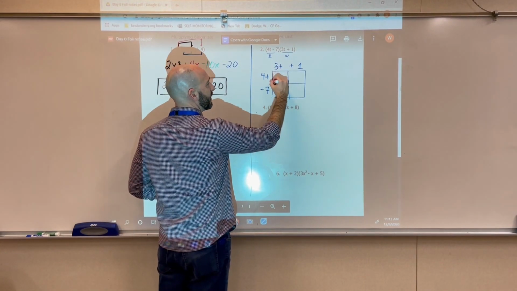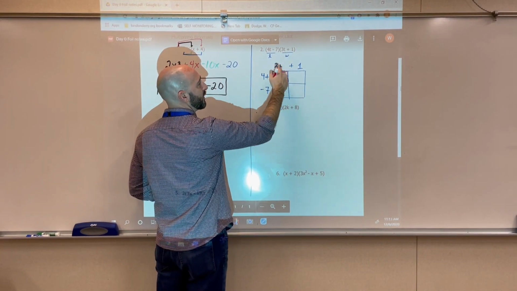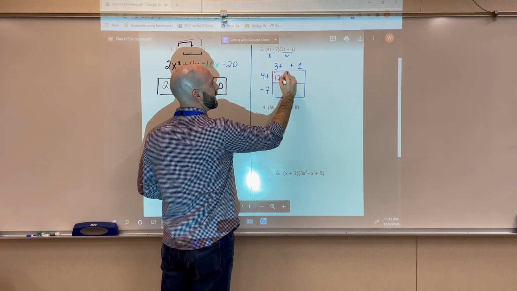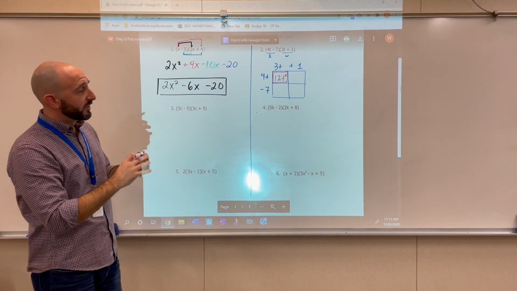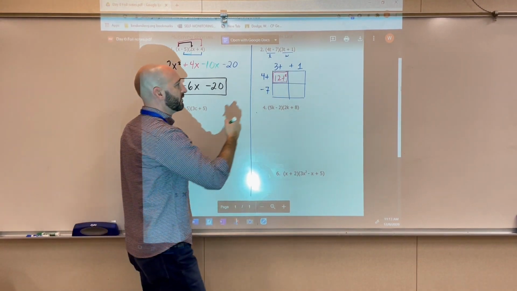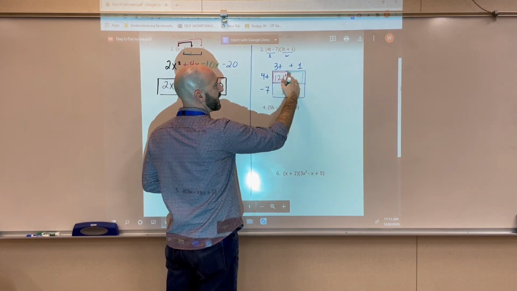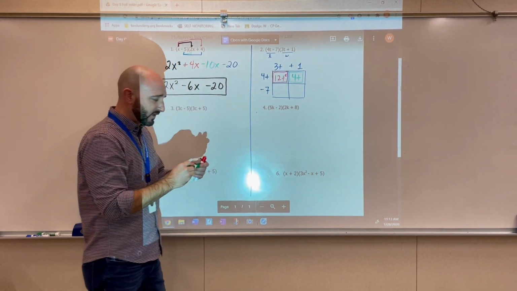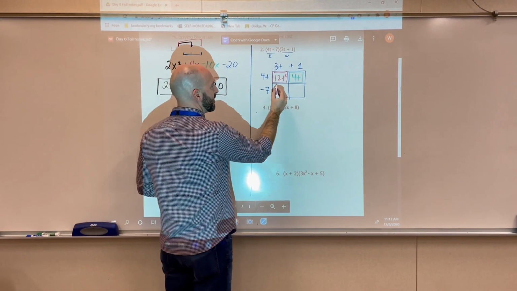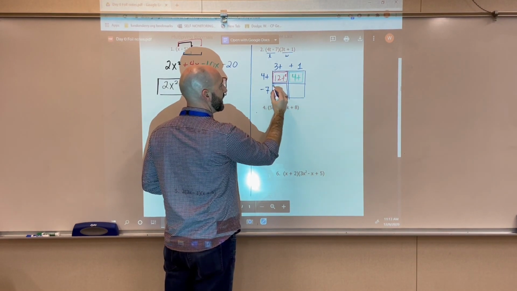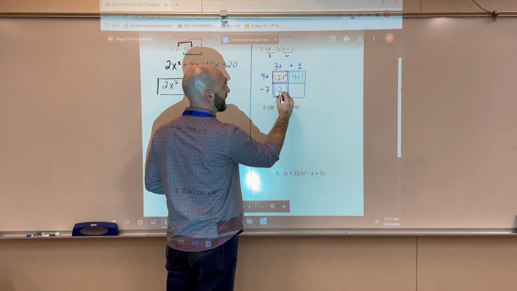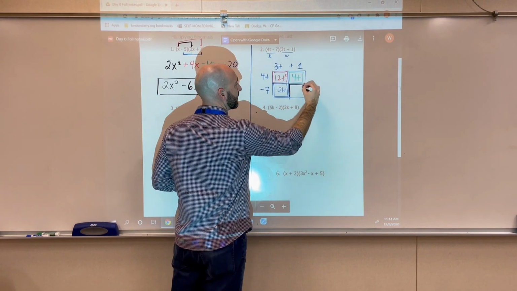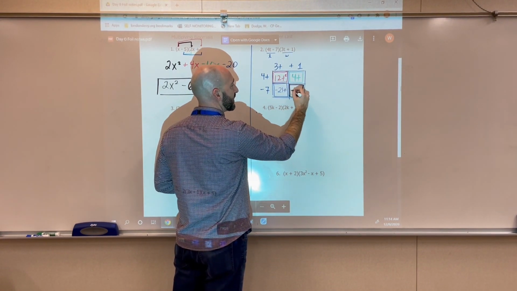So this first rectangle has dimensions 4t by 3t, so to find the area we multiply those dimensions together. 4 times 3 is 12, t times t is t squared. The second rectangle, the one in the top right-hand corner, has dimensions 4t by 1, so 4t times 1 is just 4t. Bottom left-hand corner has dimensions 3t and negative 7, so negative 7 times 3t is negative 21t. And then finally, the last rectangle has dimensions negative 7 by 1, so that's negative 7 when we multiply those together.